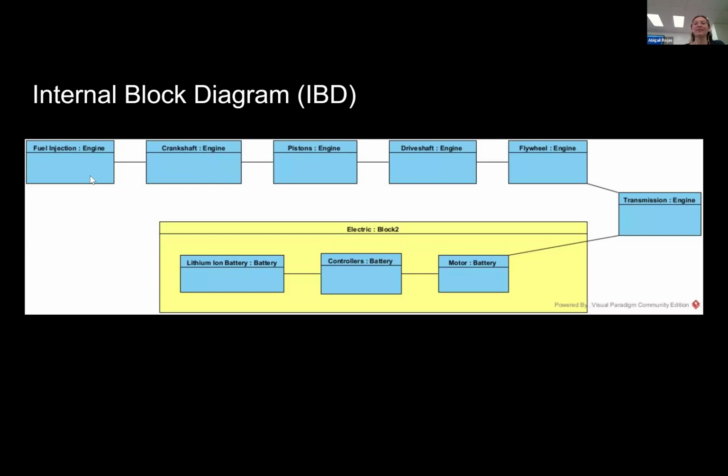For the internal block diagram, I did it for the engine to show how, just like the normal engine, if the speed is greater than 50 miles per hour, you would need fuel for the engine, which would turn the crankshaft, which will align the pistons, power the drive shaft, and turn the wheels. And then I also showed how the lithium-ion battery would connect to the wheels as well through the controllers and motor. And then this would be like a parallel hybrid car.